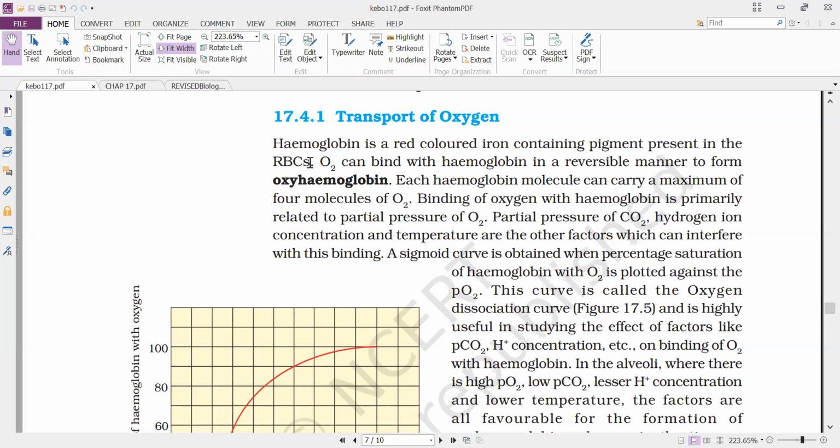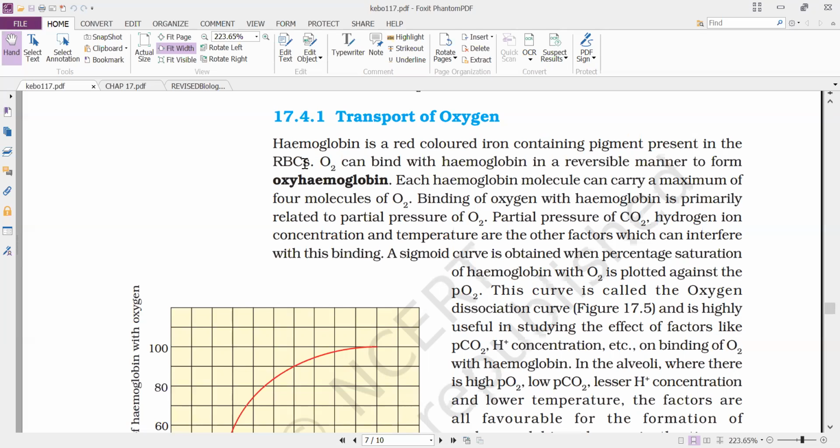Hemoglobin is red in color due to the presence of iron, a metal ion. It has a prosthetic group called heme and a protein part called globin. So a metal ion called iron, a prosthetic group called heme, and a proteinaceous part called globin, all these three structures together form a structure called hemoglobin. And this hemoglobin is red in color.